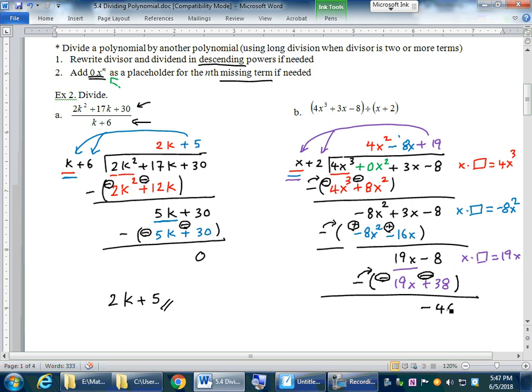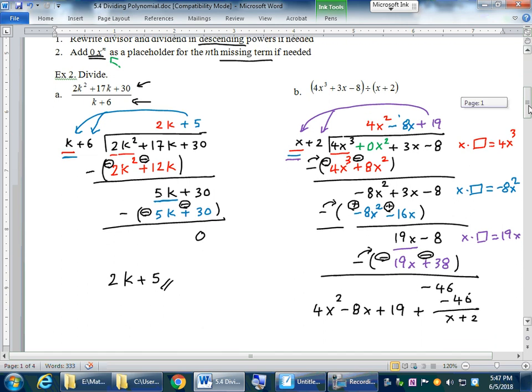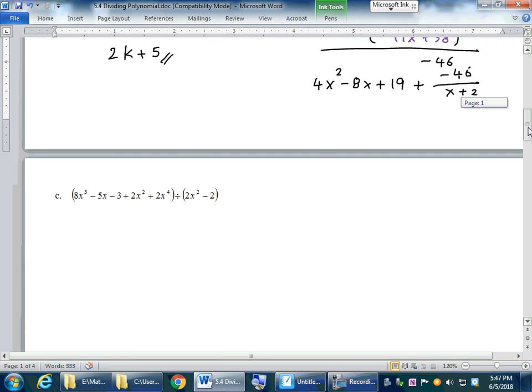So therefore, in this problem we have a remainder. So my final answer will be 4x squared minus 8x plus 19 plus negative 46 over x plus 2. Okay, negative 46 over x plus 2. Continuing on to the next example.